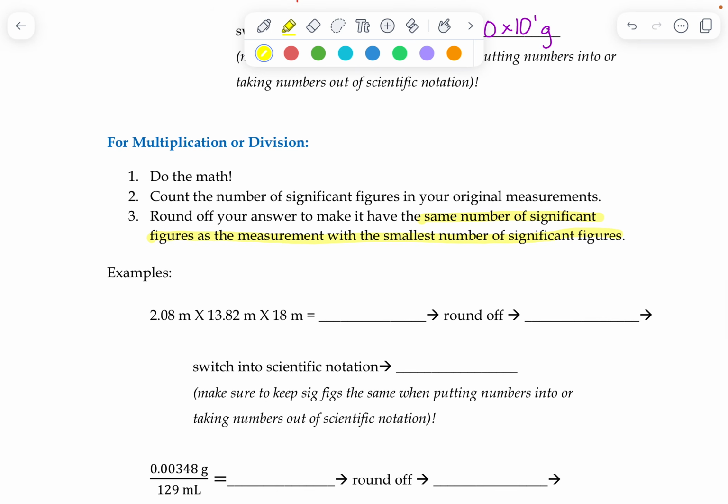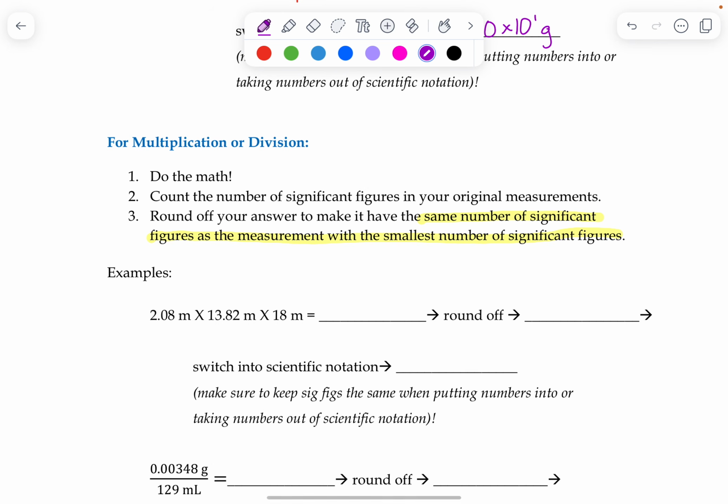So let's say you were trying to get the volume of a box and you took 3 dimensions. The length is 2.08 meters, the width 13.82 meters, and the height's 18 meters. Well, you can clearly see we must have used a different measuring tool for that 18 meters because there are no decimal places to that measurement at all. That tells me that the last measurement's somewhere between 17 and 19, where the first measurement, for example, is somewhere between 2.07 and 2.09, much more precise, right?